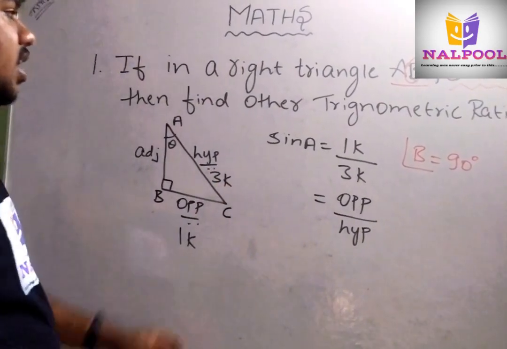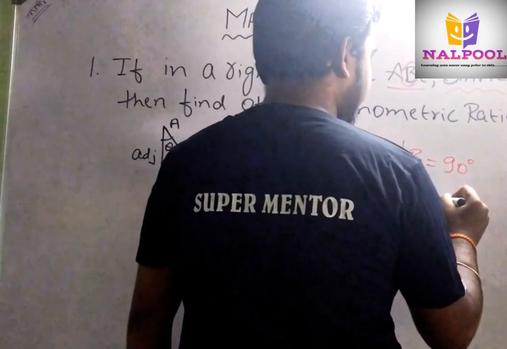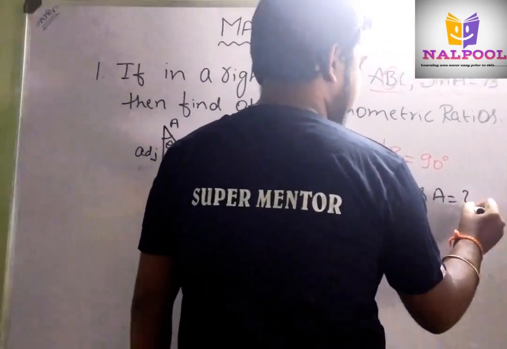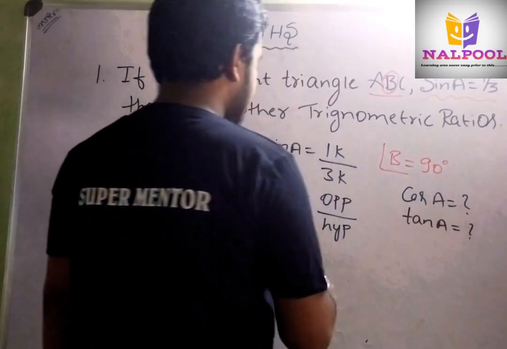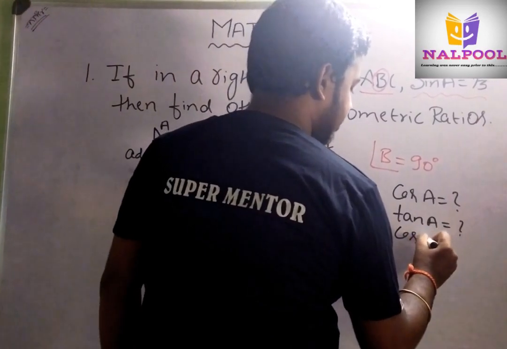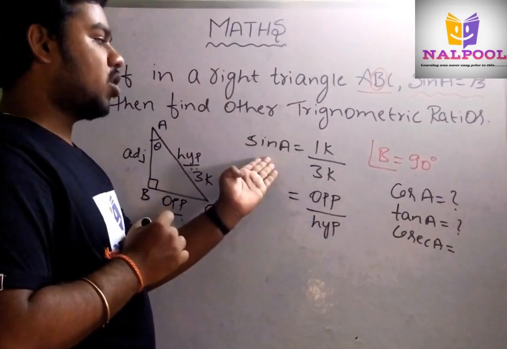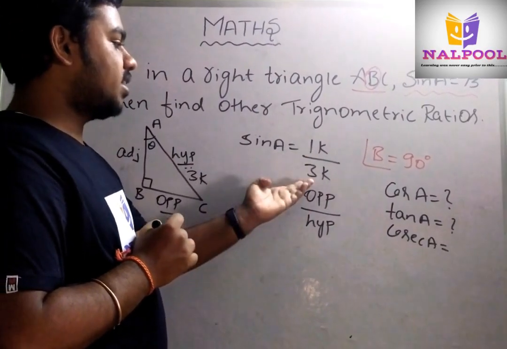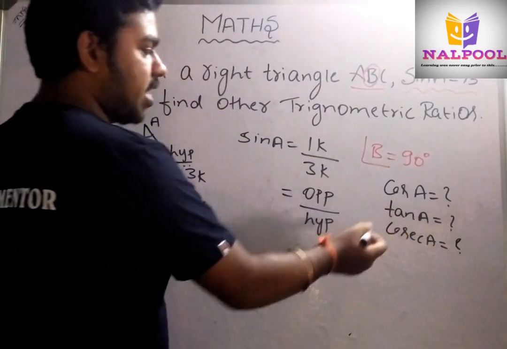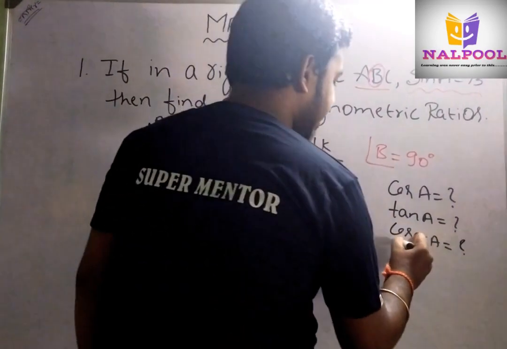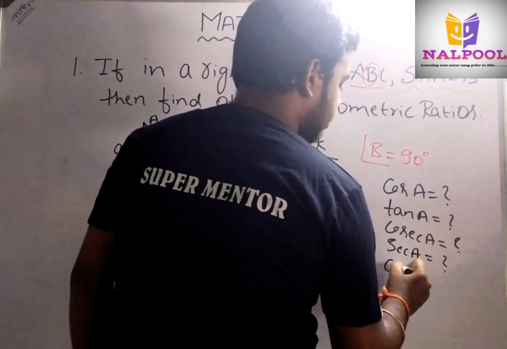We have to find other trigonometric ratios. They have given sin A. We have to find out cos A, tan A, and also cosecant A. This one is simple. We know that cosecant is the reciprocal of sine. Therefore, 1 by 3 becomes 3 by 1, simply. Next, cos, tan, cosecant over. Next, secant and cot.